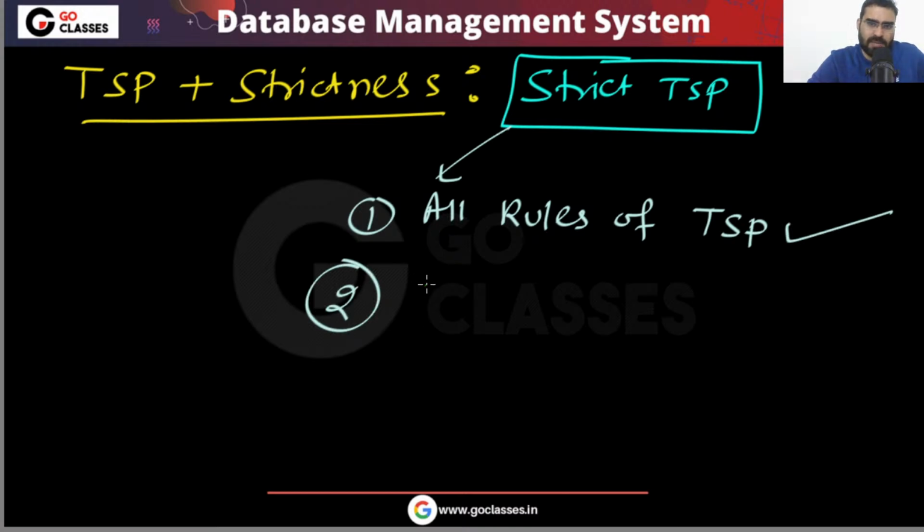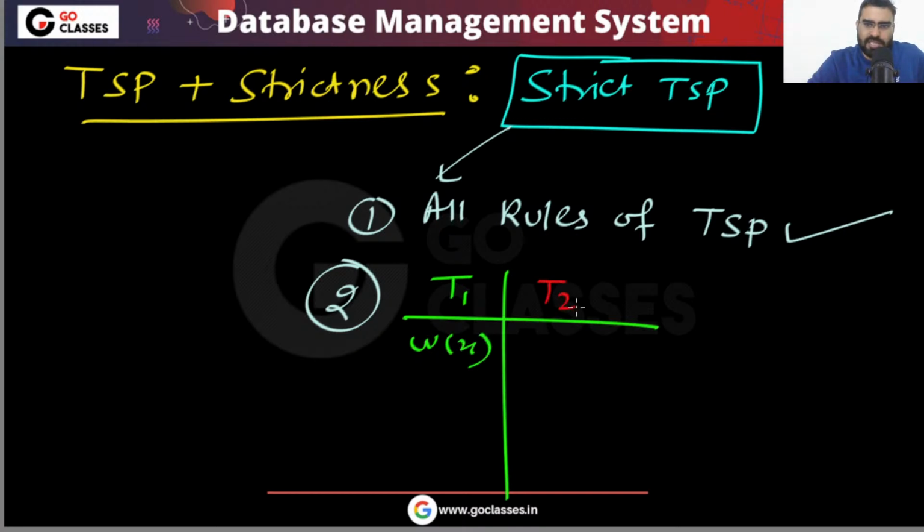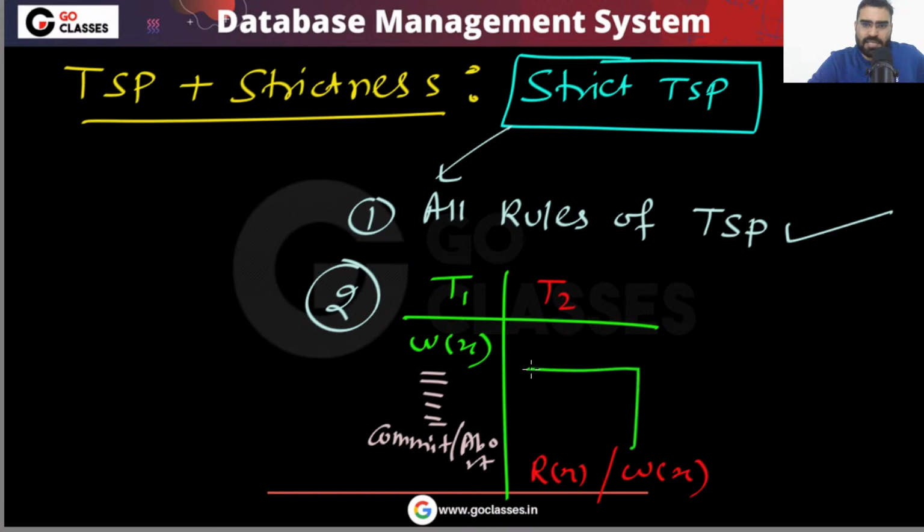The additional rule is that if some transaction writes the item, then if another transaction wants to read or write this item X, it has to wait. Either you want to read item X or you want to write item X, then you have to wait until the commit or abort. You have to wait until the commit or abort. Okay. So this wait you have to do.